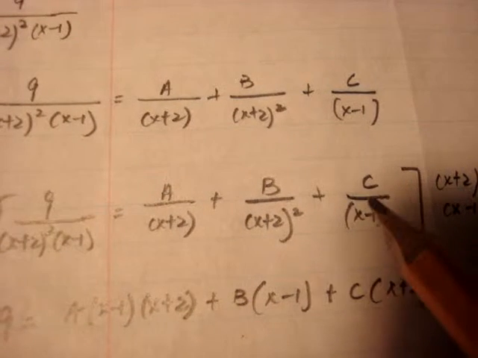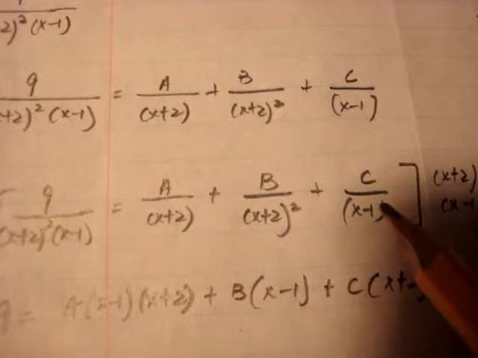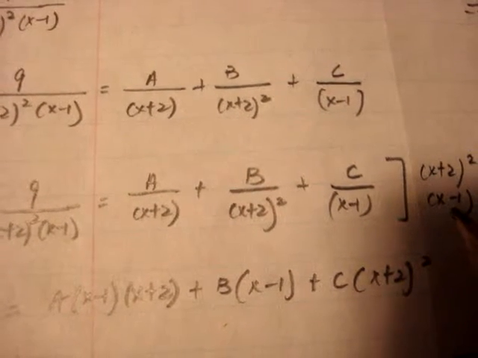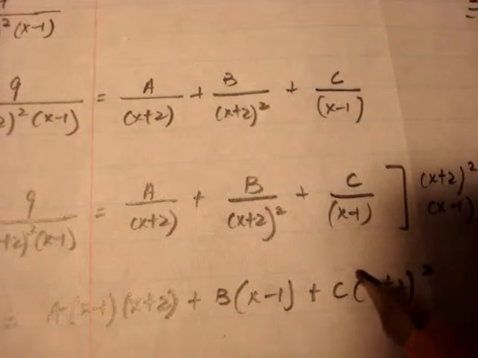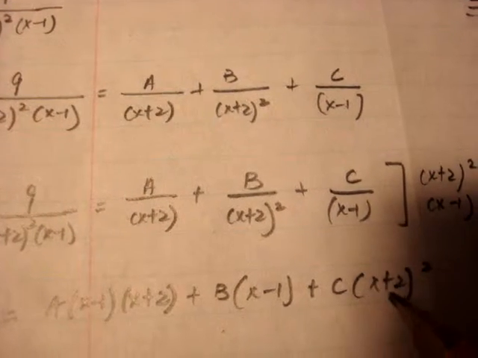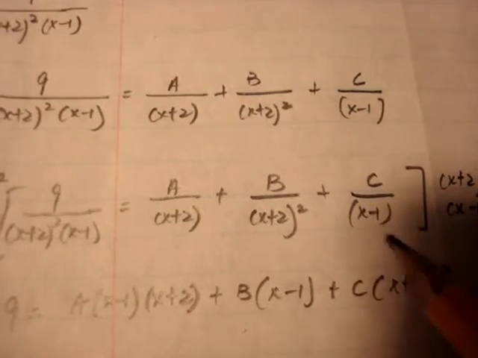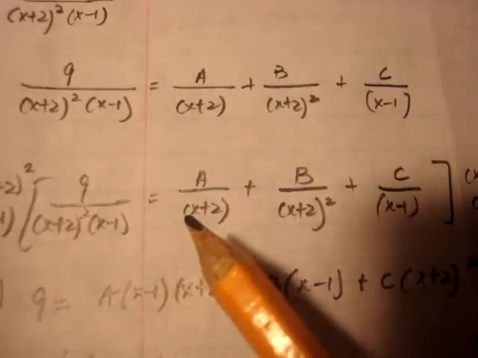Because, why? For the letter C right here, the x minus 1 will cancel with the common denominator of x minus 1. So you're left with C times x plus 2 raised to the second power. It's the same concept that applies to the B and the A.